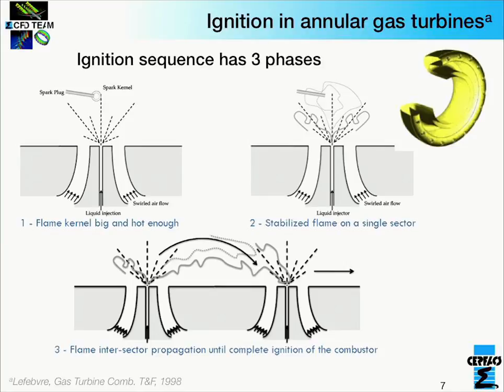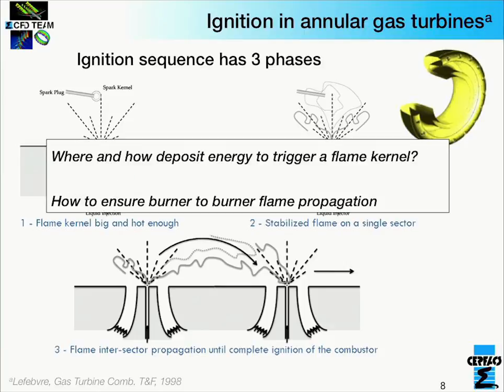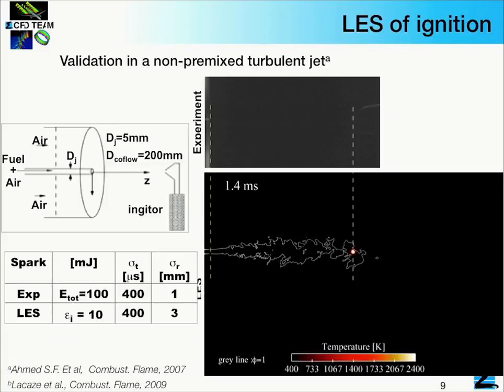So we will go step by step and see how we can study this phenomenon. And the questions to answer are more or less where and how to deposit energy to make sure that I will trigger a flame, and how to ensure burner-to-burner propagation. So first of all, we always start with the validation step. This is an experiment that was published in Combustion and Flame. It's a jet flow ignited at some axial distance here, and you will see on top the experiment, and on the bottom the simulation.